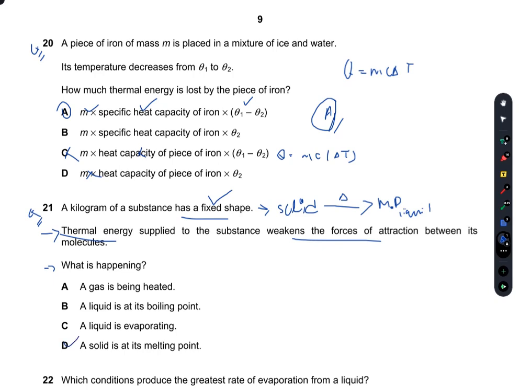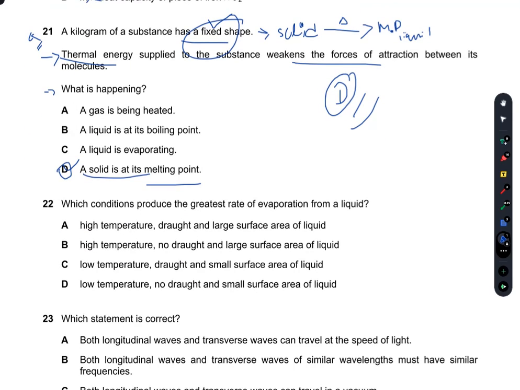So I would refer that a solid is at its melting point, and that is true because it has a fixed shape. I give it heat, it turns into a liquid. So yes, it is at its boiling point. So D is the right option.